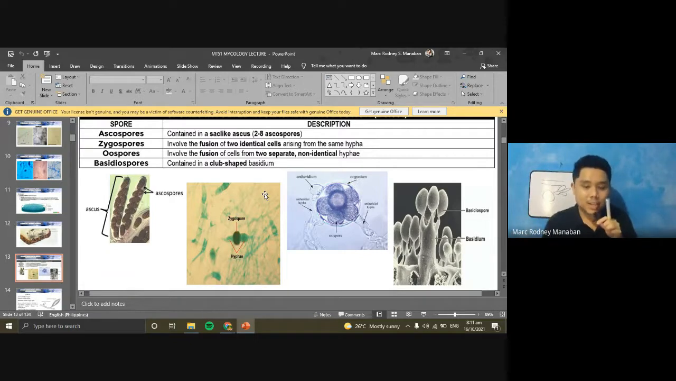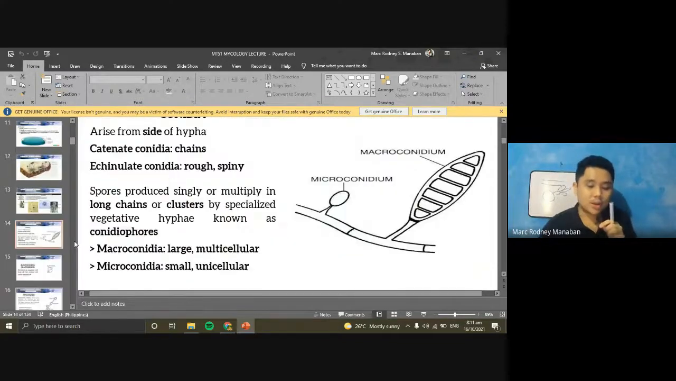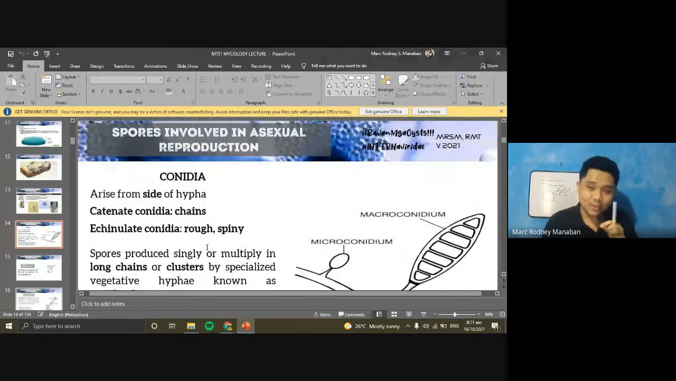Generally, when you say sexual reproduction, spores is the term. And for asexual, we use the term conidia. But in some references, they are used interchangeably. Some references use spores even though it's asexual. I hope you won't be confused. But generally, if the name is spores, it means sexual, and if conidia, asexual. The conidia arise from the side of the hypha.